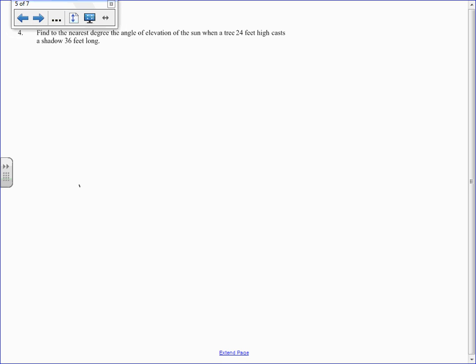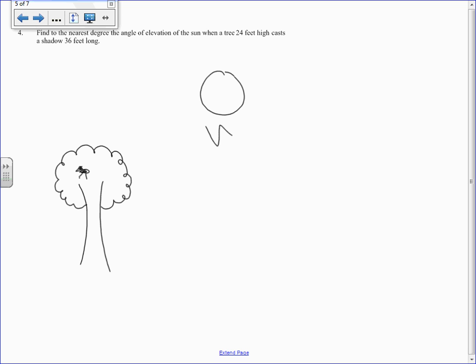So here's my tree. Someone mentioned that my trees look like atom bombs. I'll put a little birdie in it. Maybe that'll make it better. I guess that's a bird. I don't know. So, and then I've got the sun. So the sun's up here.